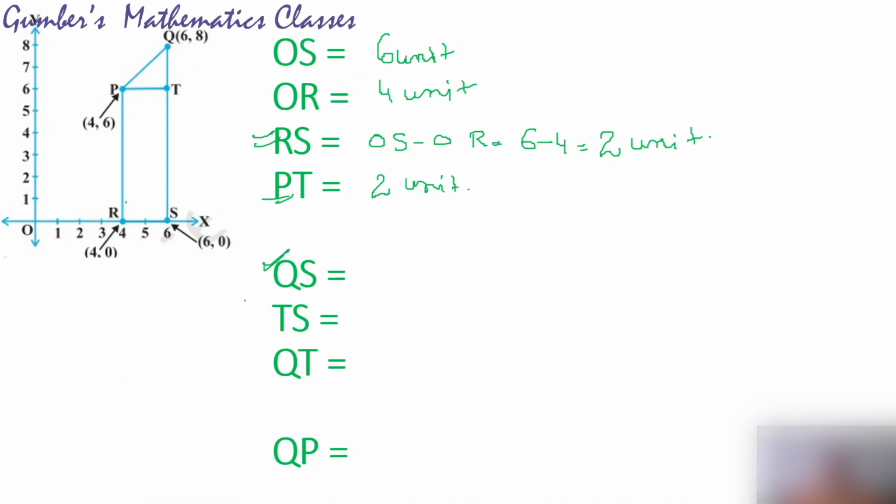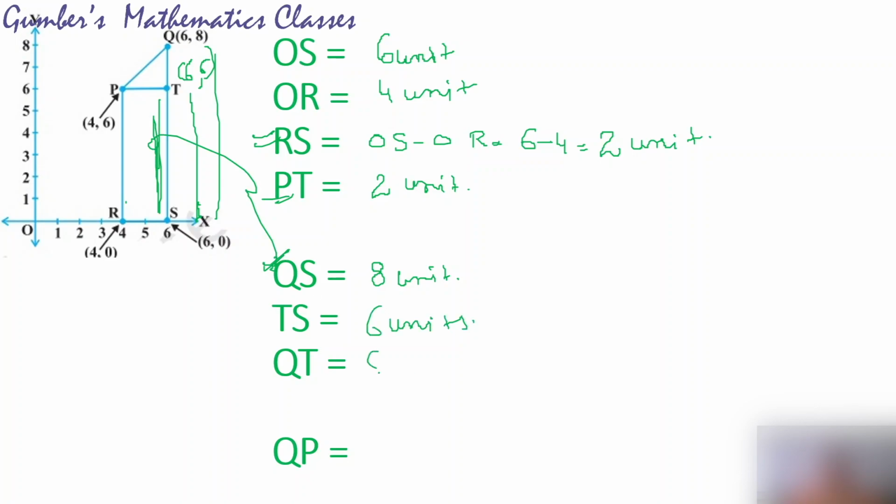Now think about this. QS is equal to the distance of point Q from the x-axis, that is the ordinate, and this is equal to 8 units. Now TS is the distance of point T from the x-axis, that is the ordinate. The point T has distance 6 from the y-axis and distance 6 from the x-axis. The coordinates of point T are 6, 6, and the distance TS is equal to 6 units.